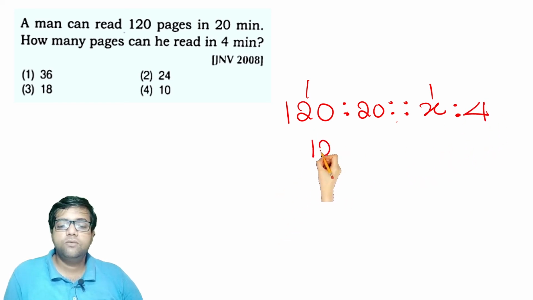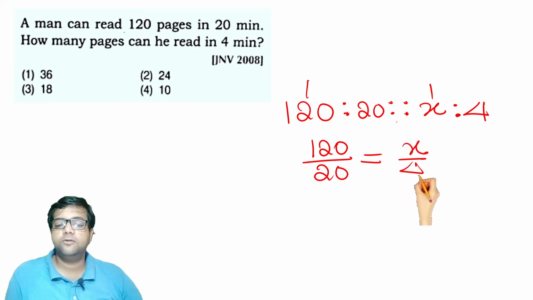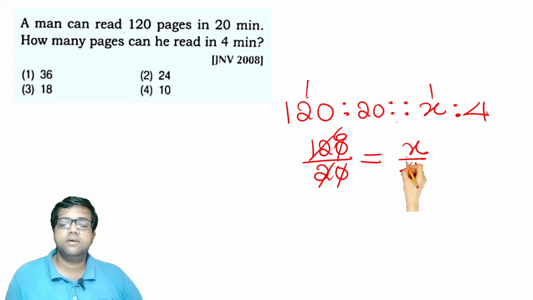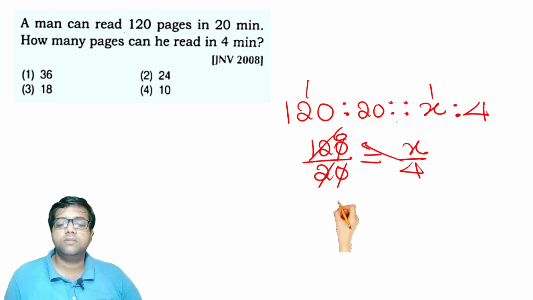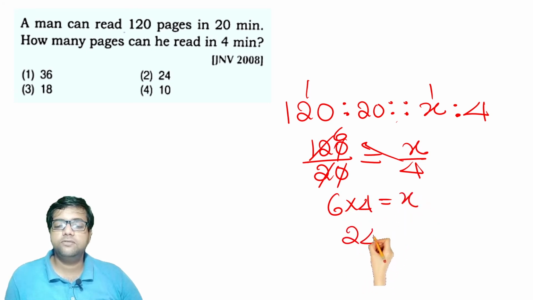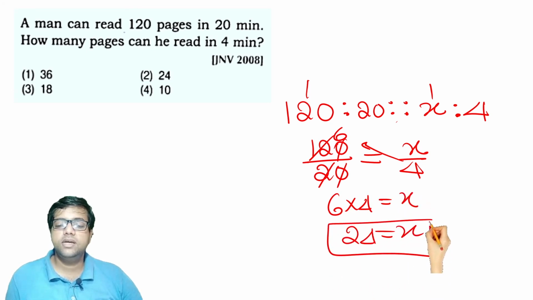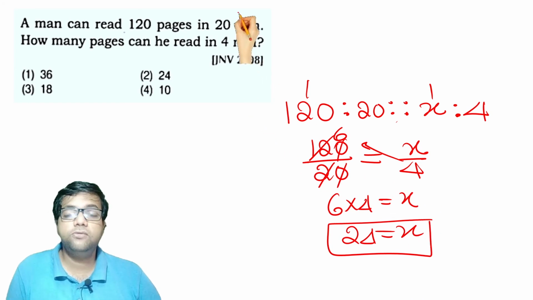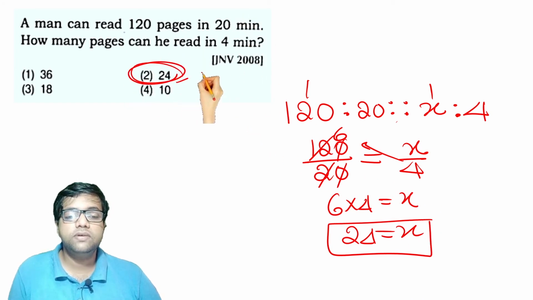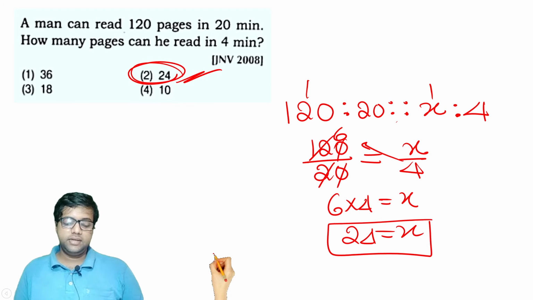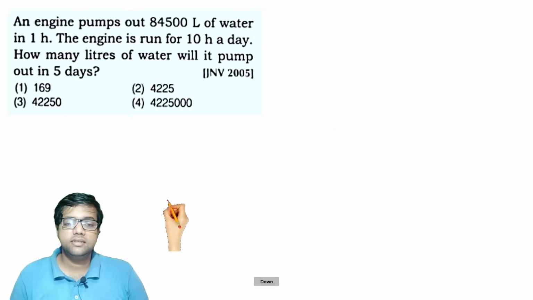Let's do it. 120 by 20 is equal to x by 4. The zeros go away. 2 ones are 2, 2 sixes are 12. Cross multiplying, you get 6 into 4 is equal to x. 6 fours are 24, which is equal to x. So he can read 24 pages in 4 minutes. Option 2 is the right answer.